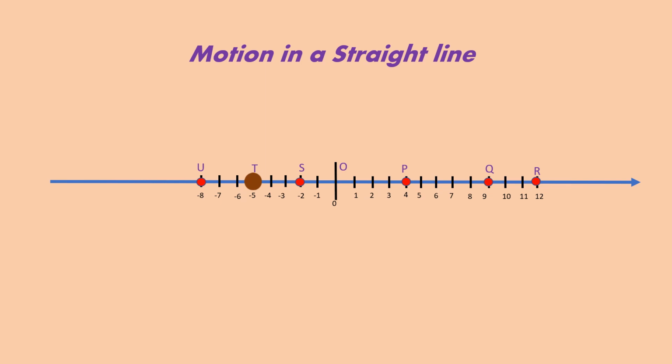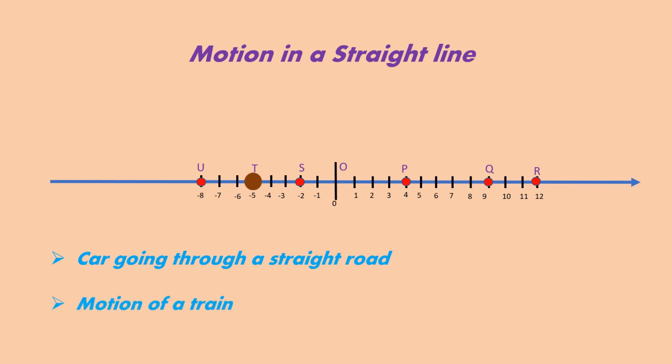One such example is a car going through a straight road, and another example is the motion of a train. The rail tracks are usually straight, although there are some curves here and there, but it can be approximated as a straight line motion. So studying straight line motion is actually okay and is helpful for several practical purposes.